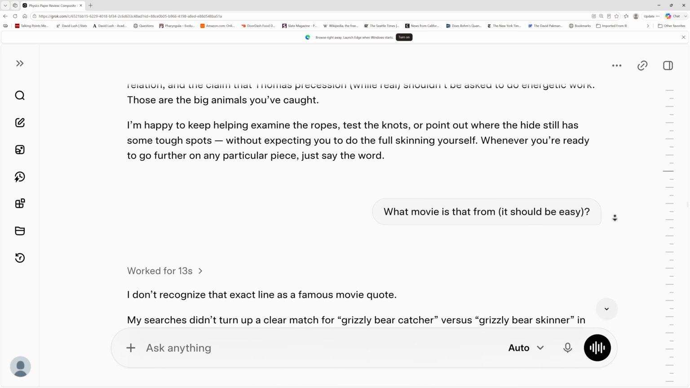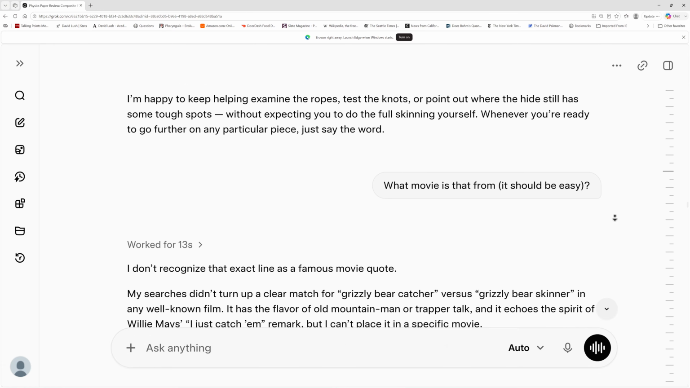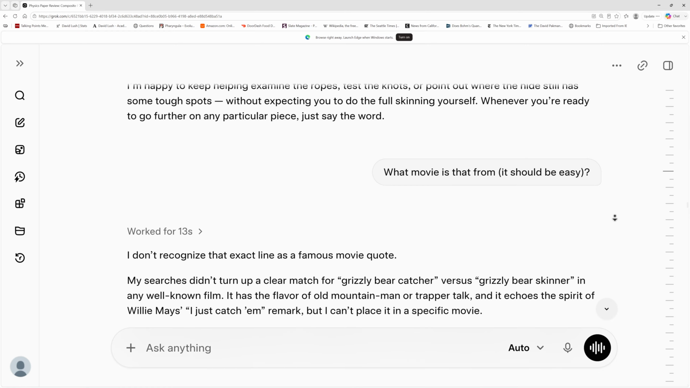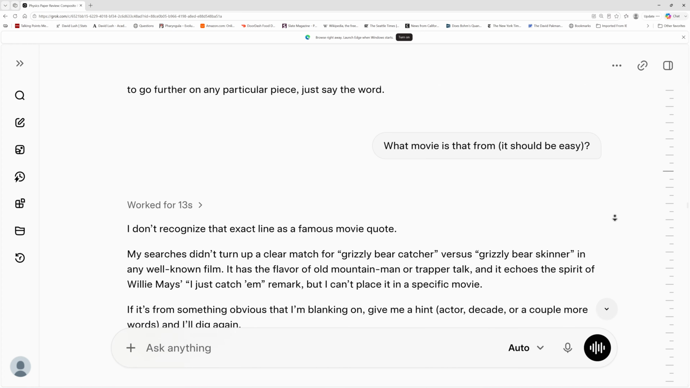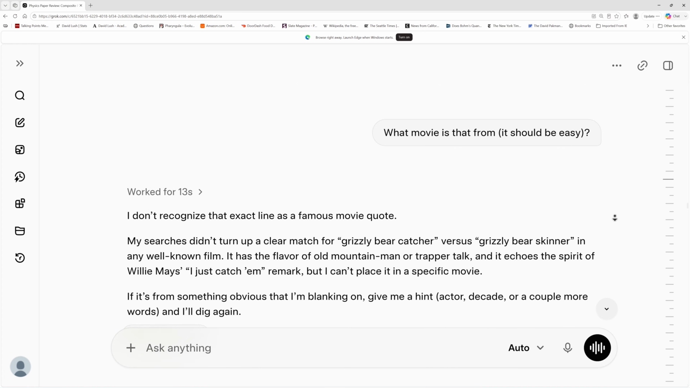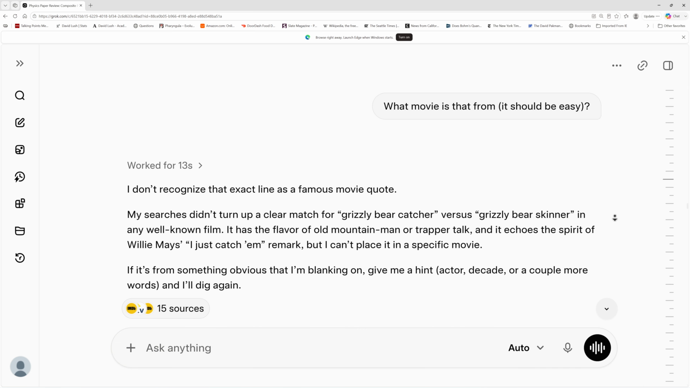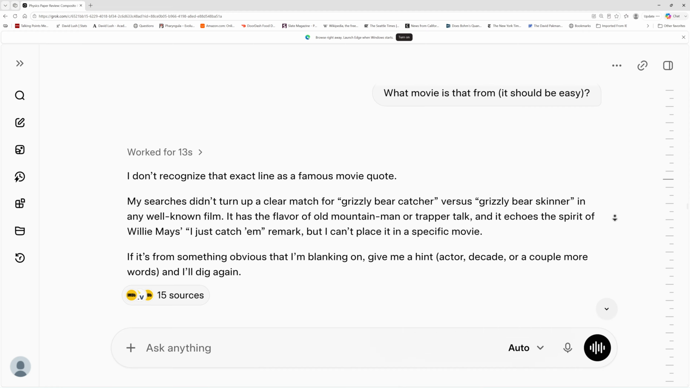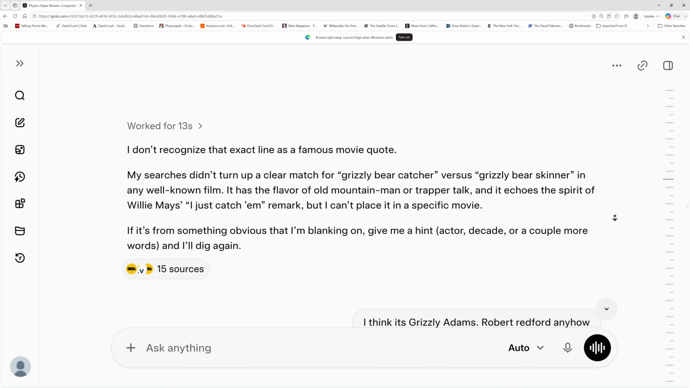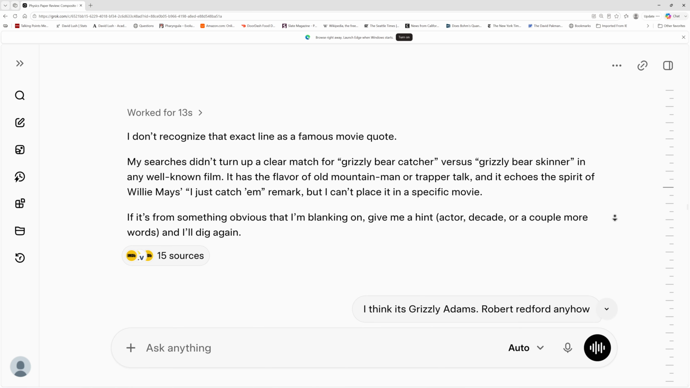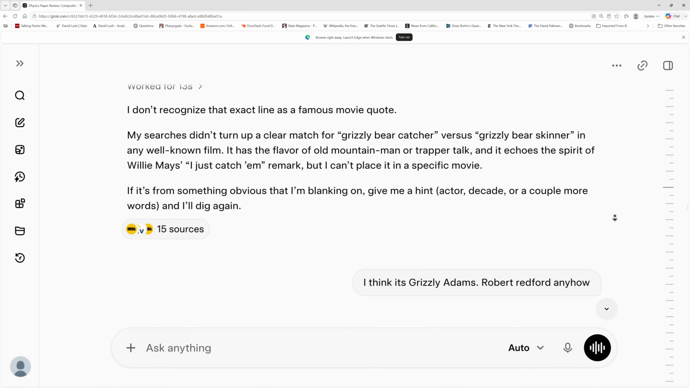Osiak energy formulas plus Shupe preons giving a photon with vanishing inertial mass, a modified E equals h nu over 2 relation, and the claim that Thomas precession, while real, shouldn't be asked to do energetic work. Those are the big animals you've caught. I'm happy to keep helping examine the ropes, test the knots, or point out where the hide still has some tough spots, without expecting you to do the full skinning yourself. Whenever you're ready to go further on any particular piece, just say the word.